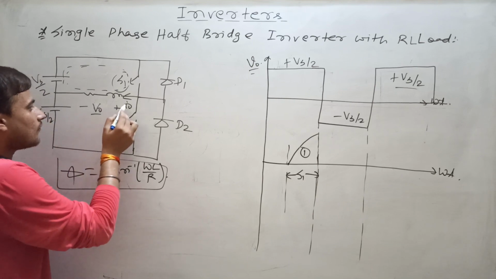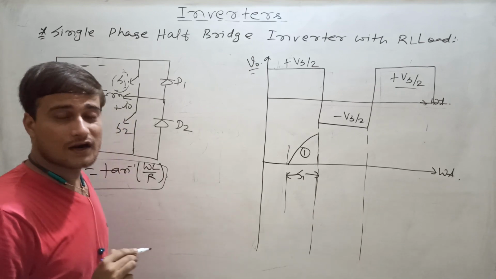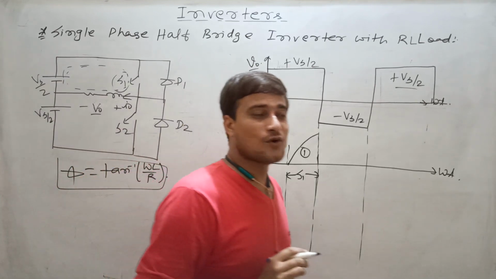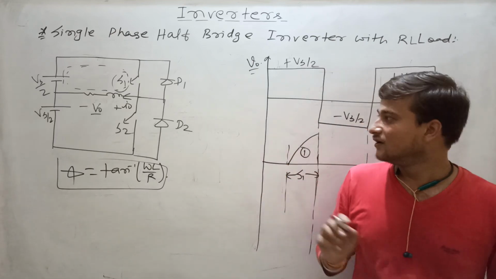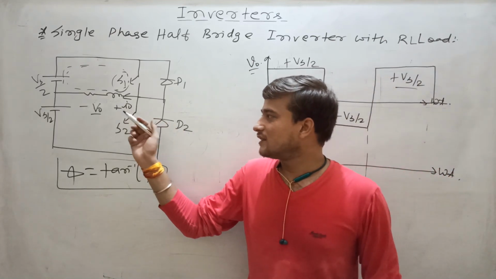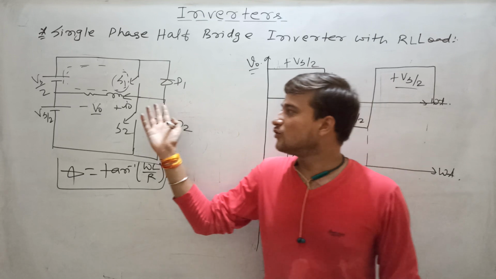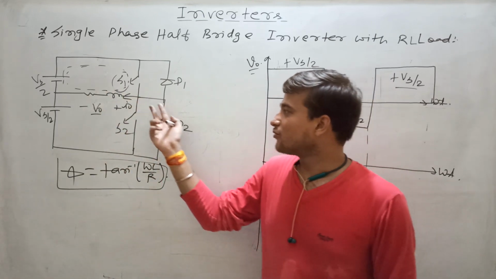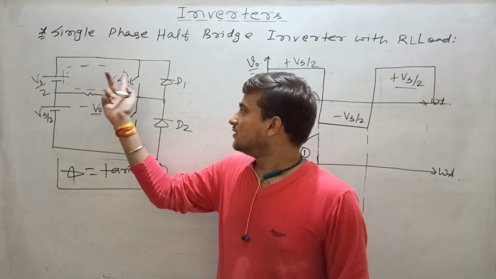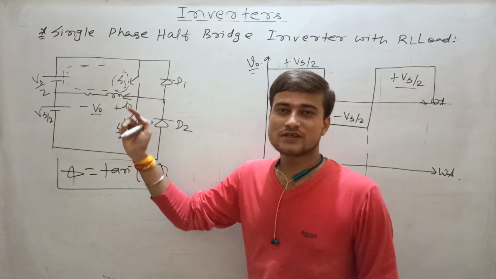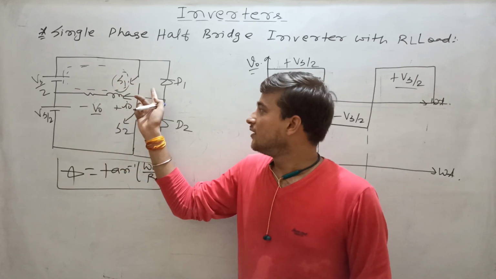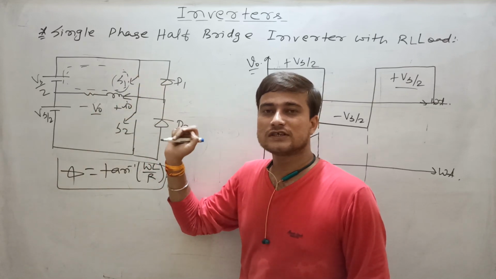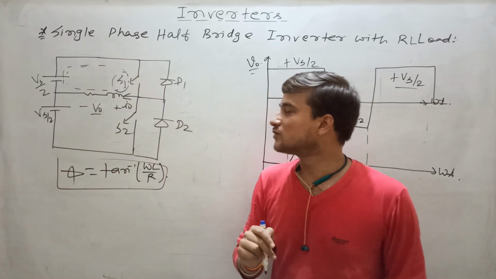Now what will happen? What do you know? The nature of inductance: inductance does not allow sudden change in current. Now this inductor will tell that I will continue to conduct through this one only. Clear? So now how can it conduct through this one? This switch is already turned off. This diode will be reverse biased for this one. It cannot conduct through this one.